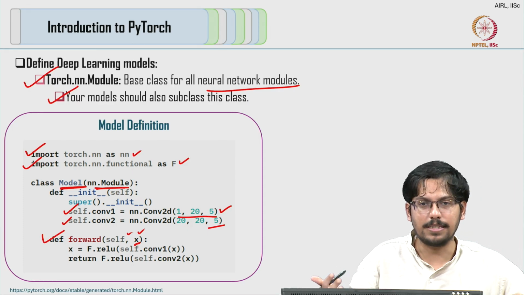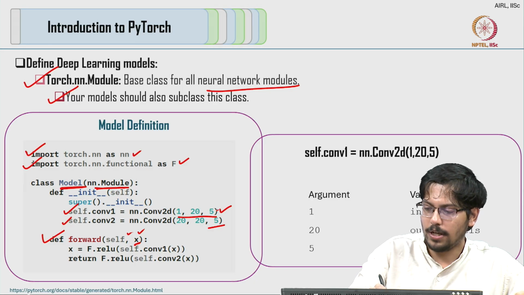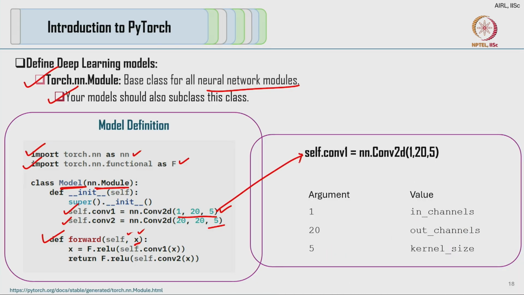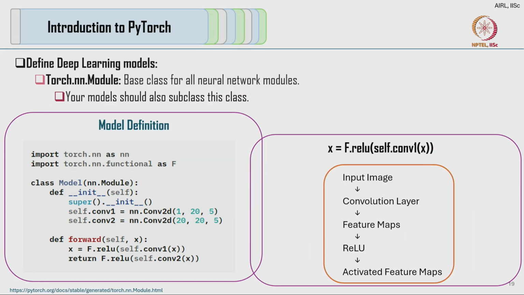Now, let us see what it means, right. When we first look at self.conv1, it is essentially using nn.Conv2d 1, 20, 5. Now, what does this mean? It means when we say 1, it is essentially defining the in channels. When we say 20, it is essentially defining the out channels, and when we say 5, it is essentially the kernel size. Now, in convolution, we do understand the meaning of in channel, out channel and kernel size, right. Okay. Now, let us look at the second part, which is forward. What does forward mean, right.